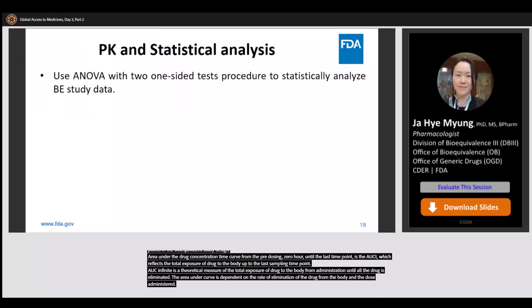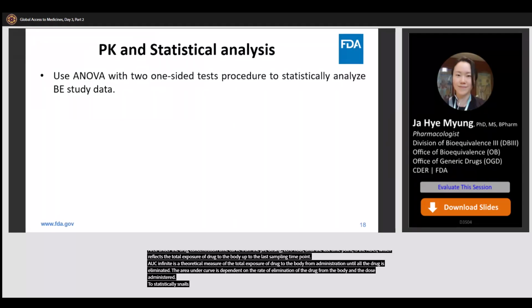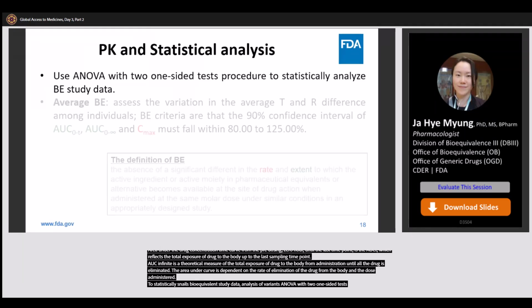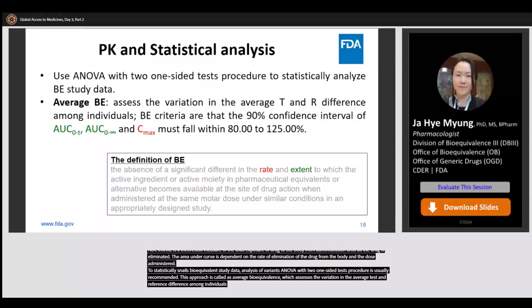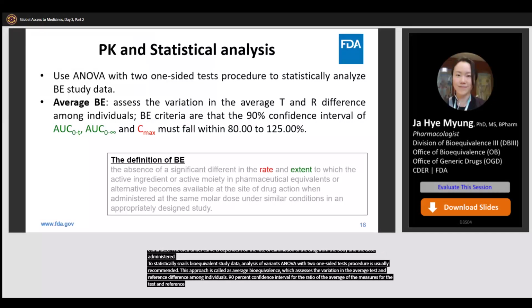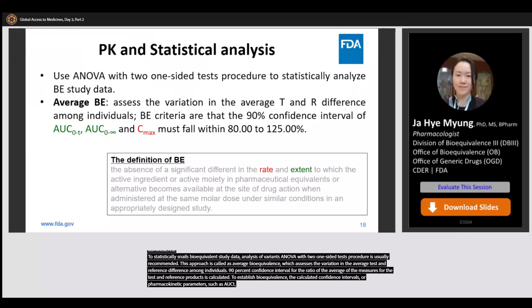To statistically analyze bioequivalence study data, analysis of variance (ANOVA) with the two one-sided test procedure is usually recommended. This approach is called average bioequivalence, which assesses the variation in the average test and reference difference among individuals. A 90% confidence interval for the ratio of the average of the measures for the test and reference products is calculated. To establish bioequivalence, the calculated confidence intervals for pharmacokinetic parameters such as AUCt, AUC infinity, and Cmax should fall within a bioequivalence limit, usually within 80.00 to 125.00% for the ratio of the product averages.